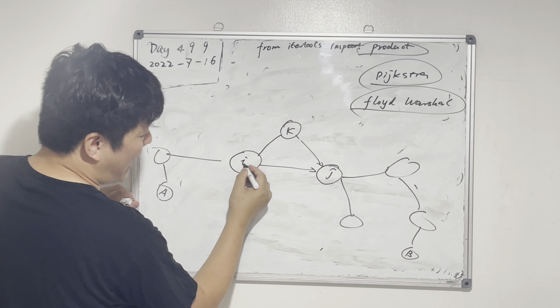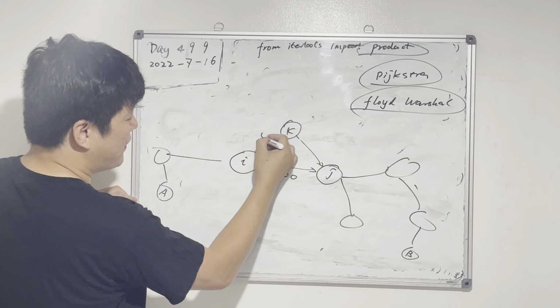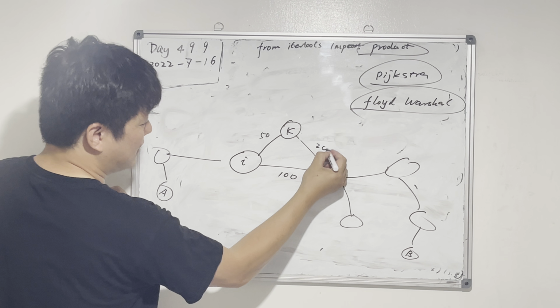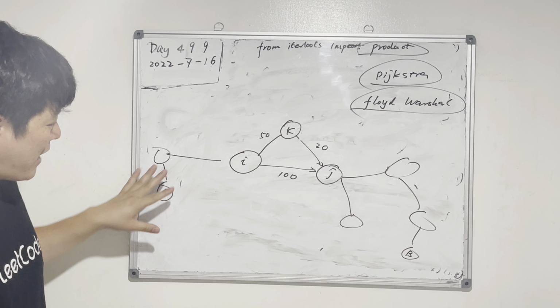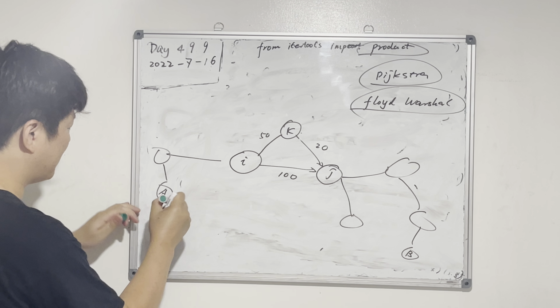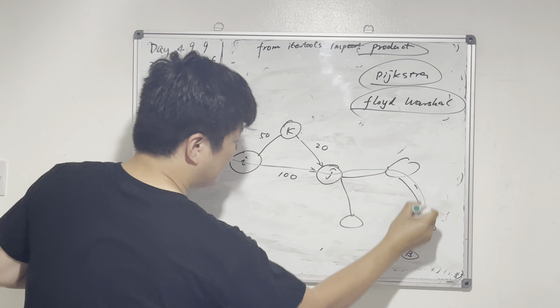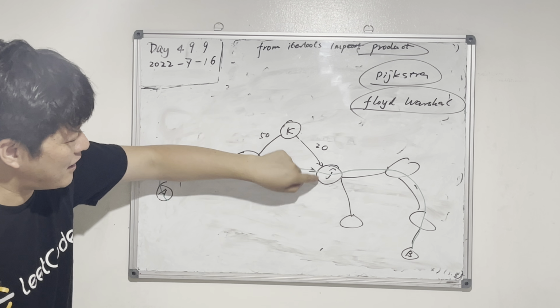I found out that the cost from I to J may be 100, and then later I found out that I to K is 50, K to J is 20. So how can we improve the shortest path between A to B? My current shortest path from A to B is through this path, right? Now I found out that I to K is 50, K to J is 20.